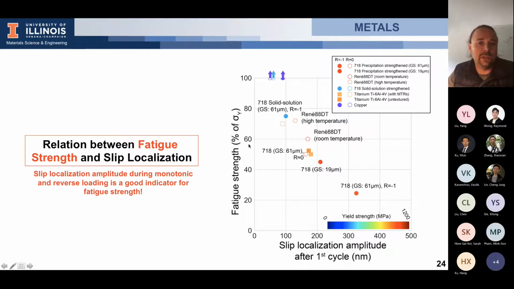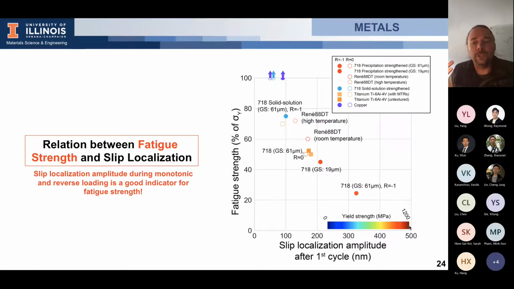So you have the fatigue strength obtained by very high cycle fatigue testing, displayed here as a percentage of the yield strength. And on the x-axis, you have the slip localization amplitude in nanometers for the 5% highest values, on the large map after the first cycle. And what you can see is that the fatigue strength as a percent of the yield is directly related to the localization you will produce during the first cycle.